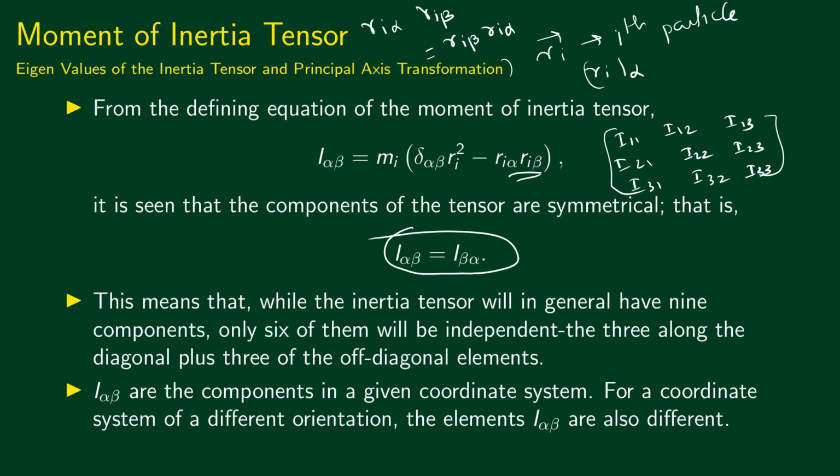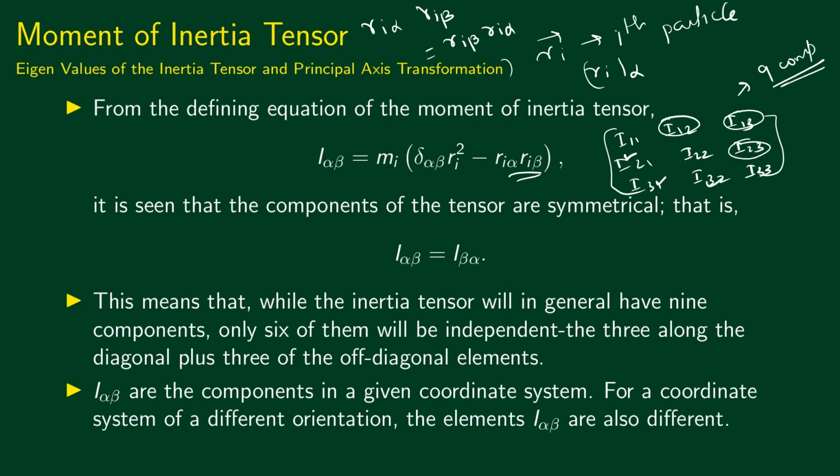Now for a 3 by 3 matrix, there are actually 9 components. Or we can say that a second rank tensor has 9 components in 3-dimensional space. But the condition of symmetry means that all these 9 components are not independent. For example, I21 is the same as I12, I31 is the same as I13, I32 is the same as I23.